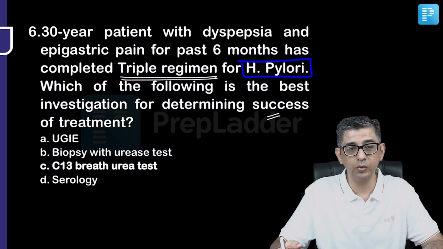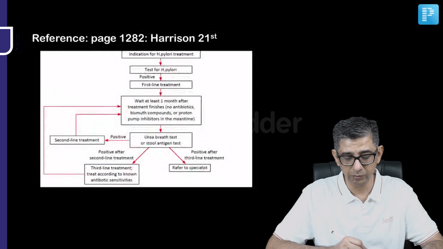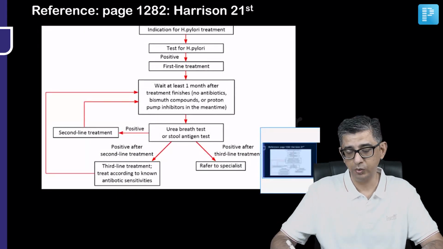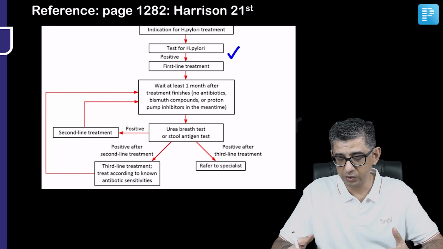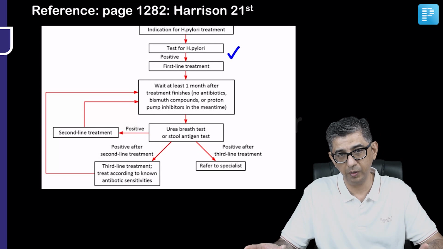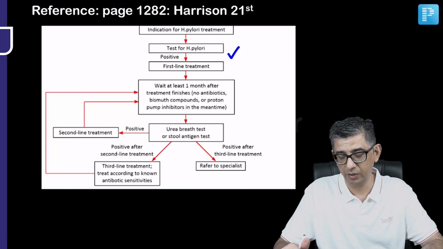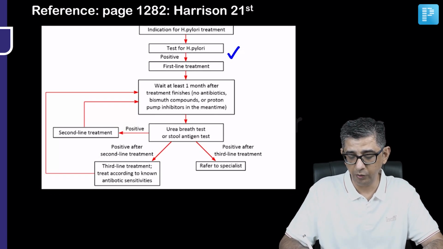And this breath urea test would also help you determine that there is an eradication of infection. I'm just showing you a table from Harrison as well, where it is mentioned that once you test positive for H. pylori, you start first line treatment in the patient. Once you've given this treatment, wait for 1 month after completing the course of antibiotics. The patient should not be on antibiotics or bismuth compounds, and do not give any PPI to the patient in the meantime. After 1 month, repeat this test.